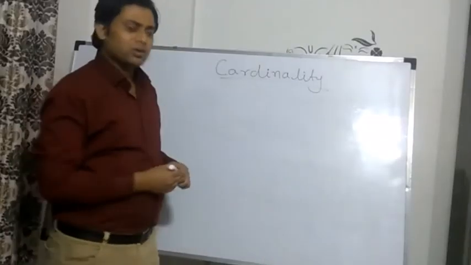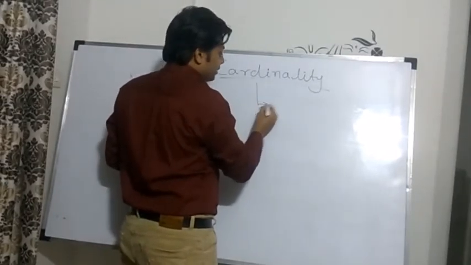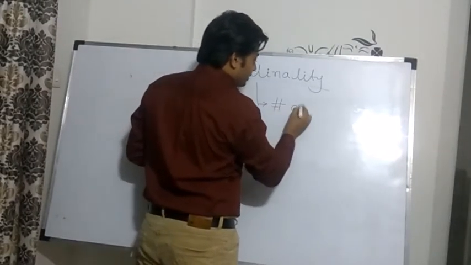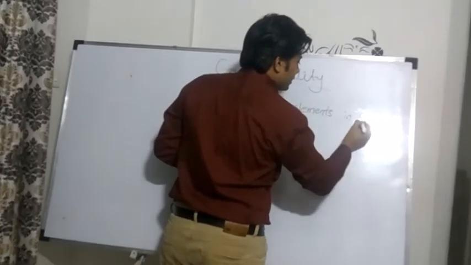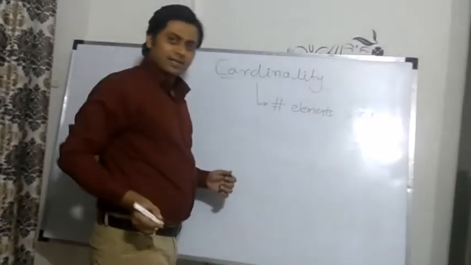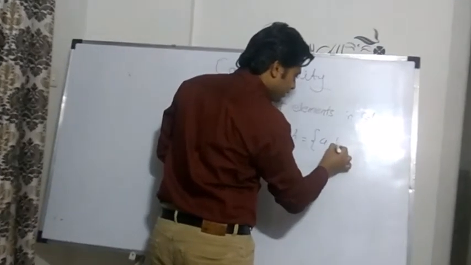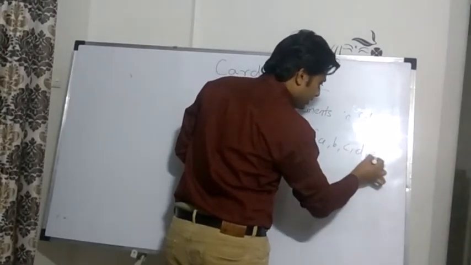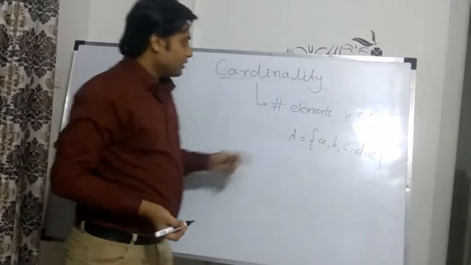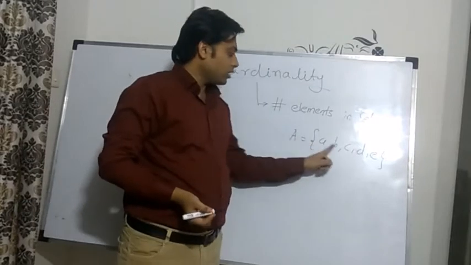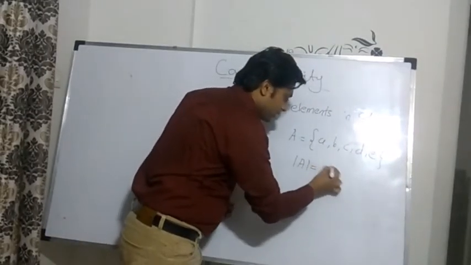We already know the concept of cardinality. The cardinality of a set is defined as the number of elements in the set. For example, let's say A is my set which has elements A, B, C, D, E. The cardinality of set A is the number of elements in set A. So 1, 2, 3, 4, 5. So the cardinality of A is actually 5.